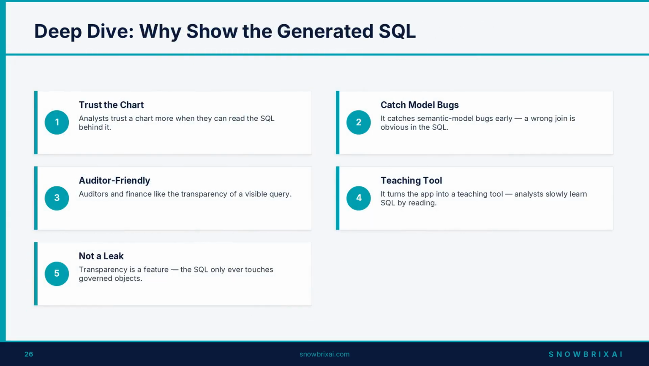Deep dive 2: why show the generated SQL? Analysts trust a chart far more when they can read the query behind it. It catches semantic model bugs early. A wrong join is obvious in the SQL. Auditors and finance love the transparency of a visible query, and it quietly turns the app into a teaching tool. Analysts learn SQL by reading it. Transparency here is a feature, not a leak. The SQL only ever touches governed objects.